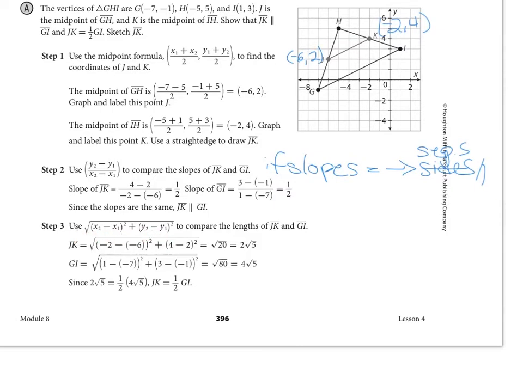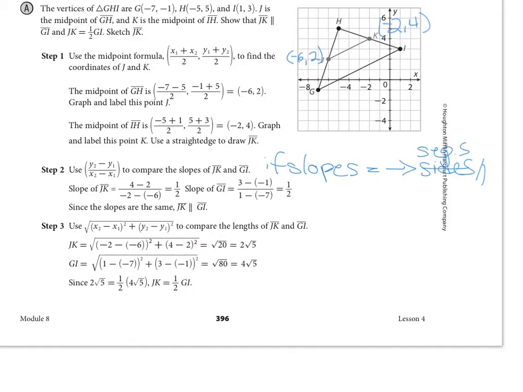We have x2 minus x1 for JK, so x2 is -2 minus x1 is -6. And remember, we need to do that difference, and we need to square it, and then do the same thing with the y's. 4 minus 2, and get that all squared. So when we add those inside pieces of our square root up, we get 4 squared, or 16, plus 2 squared, which is 4, and so we get the square root of 20.